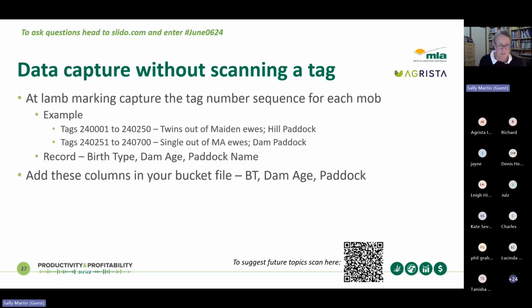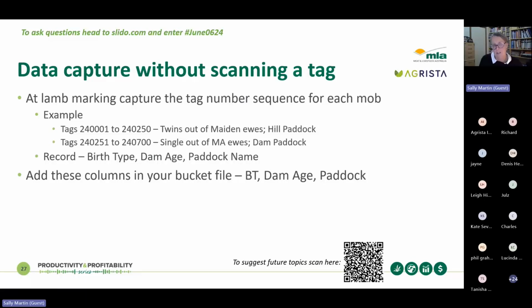23 would be a 23 drop. And then you can also have your tag colours, year of birth and all that as well. But what I find useful is that we can actually talk about having the twins. This particular mob was the twins, and they're out of maiden ewes. So we can start identifying this information and use it down the track. What we're recording is the birth type, the dam, and potentially you could start having your paddocks and also add that into the information.